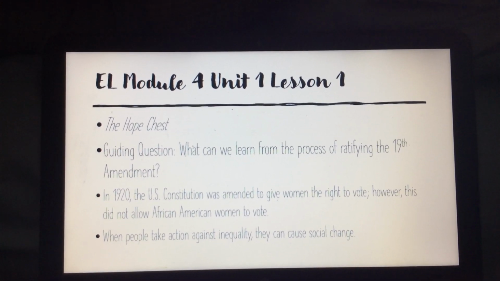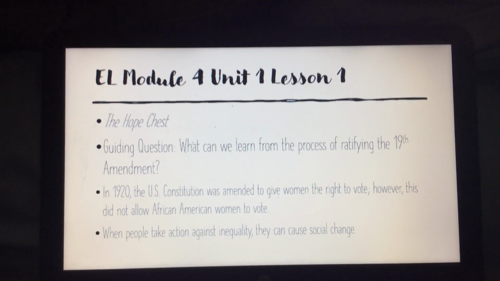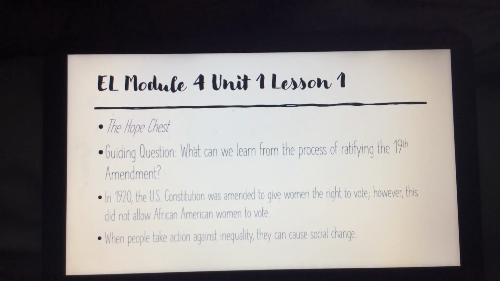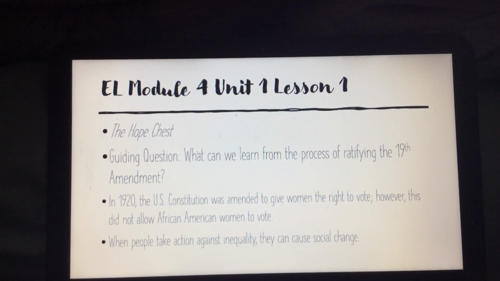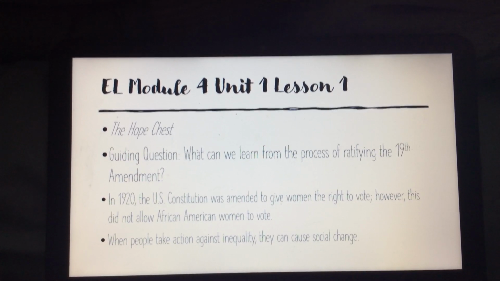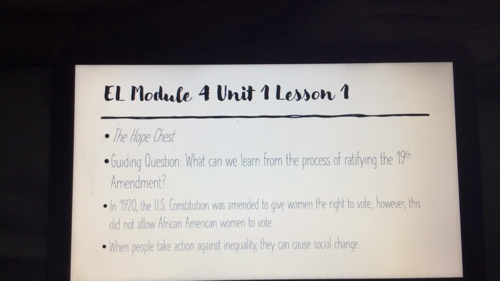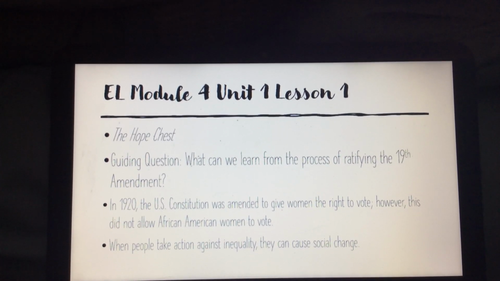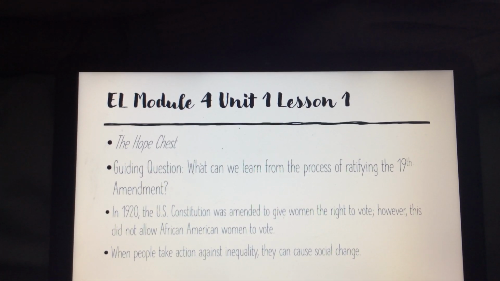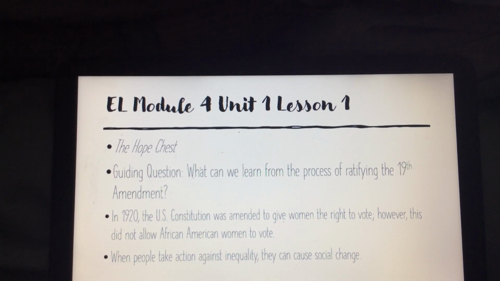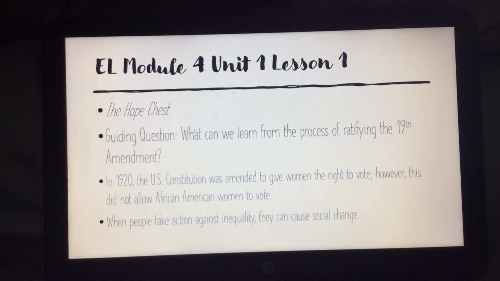Okay, I have a few little words in here that we're not quite sure what they mean, like ratify an amendment. And we're going to get to those in just a little bit. So let's look at this. It says in 1920, the U.S. Constitution was amended to give women the right to vote. However, this did not allow African American women to vote. That kind of makes me wonder if amended has something to do with the word amendment.